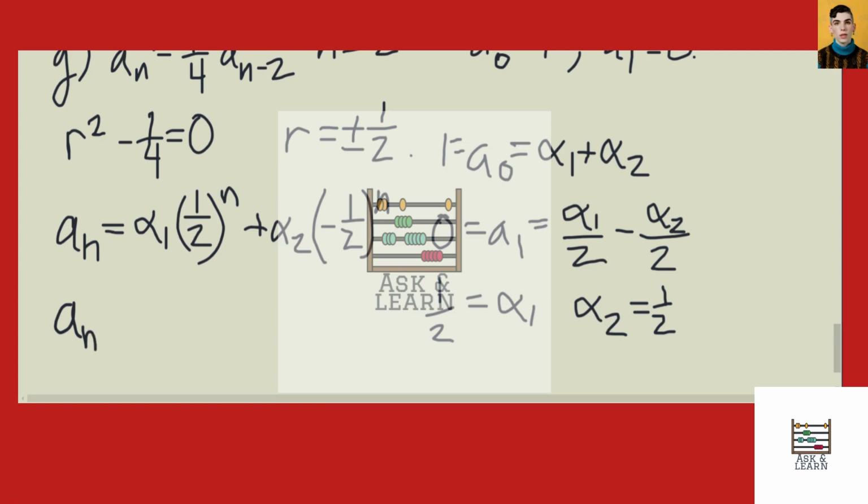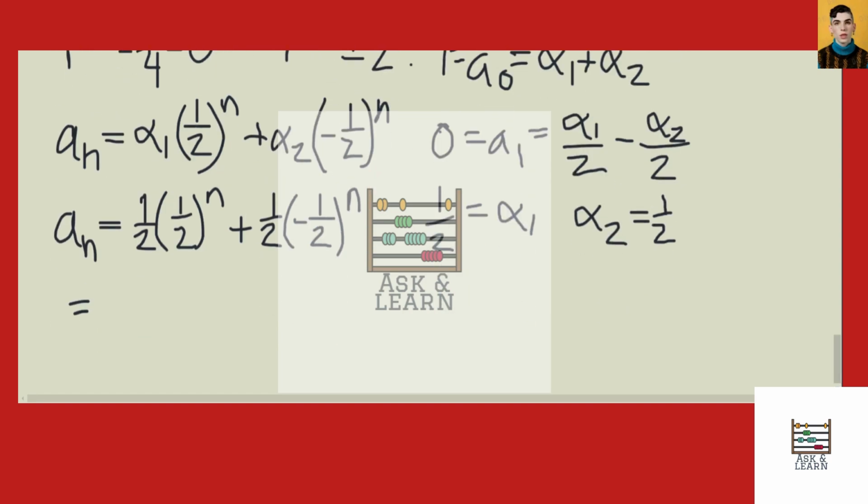And so the particular solution is 1/2 times 1/2 to the n plus 1/2 times negative 1/2 to the n. And this can be written as 1/2 to the n plus 1. And here this is the same as plus 1/2 is minus negative 1/2, so minus negative 1/2 to the n plus 1.